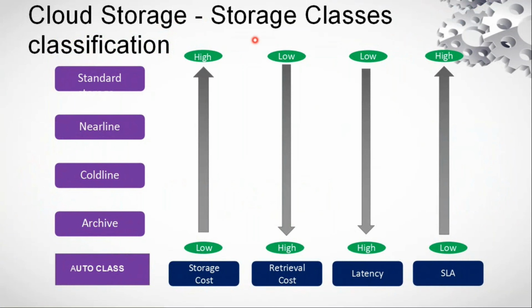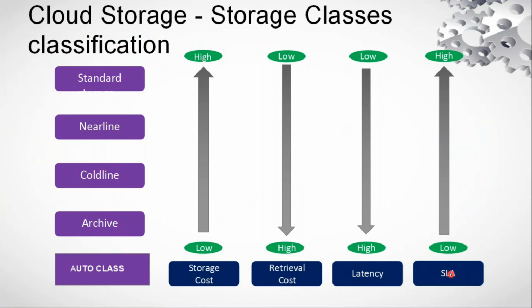In cloud storage, we have a concept called storage classes, and these are classified into different types. Let me see them one by one. The first one is standard storage class, then nearline storage class, cold line storage class, archive, and auto class. These are all the different storage classes available in Google Cloud Storage. Let's see one by one what is standard, nearline, cold line, archive, and auto class. After this, we will come back to this graphical representation of storage cost, retrieval cost, latency, and SLA.